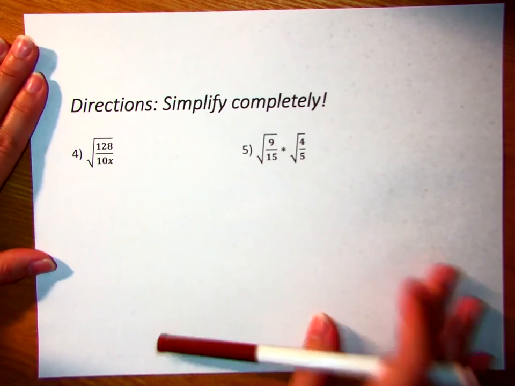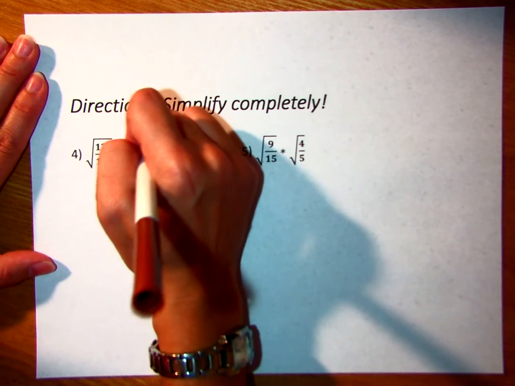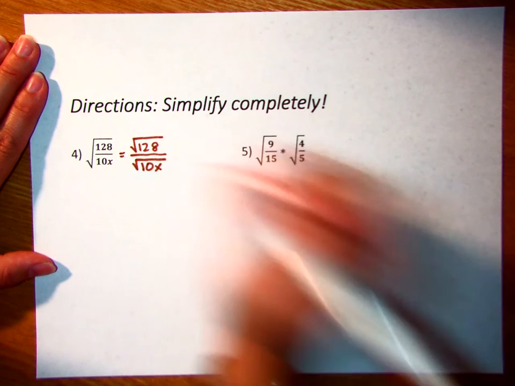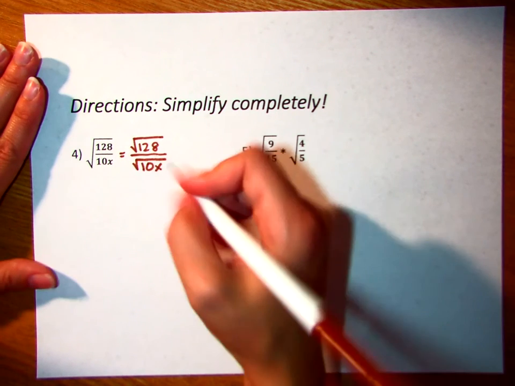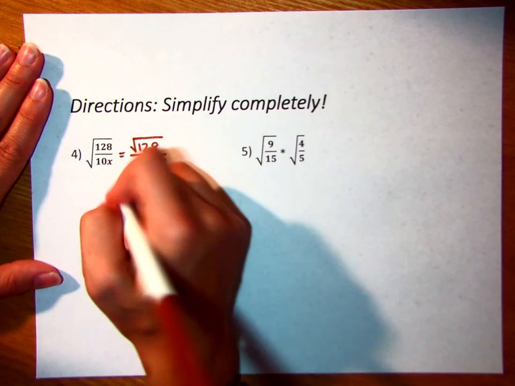On number 4, we have that fraction. So what we want to do is split this up. We want the square root of 128 on top. We want the square root of 10x on the bottom. And so, again, multiple ways that you can do this. You could have actually simplified that before going, but that's okay.